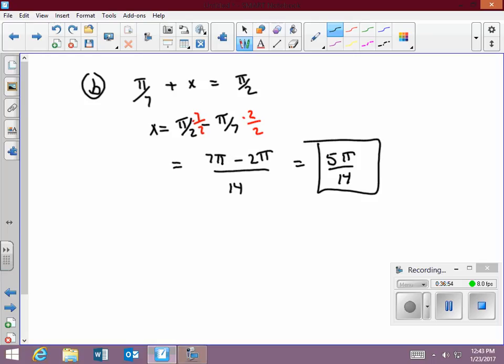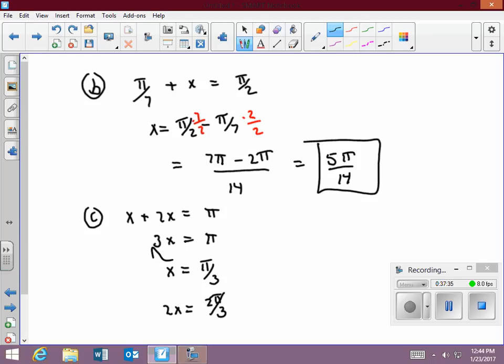Then it says part C, one angle measure is twice another. The angles are supplements. Find the measures of the two angles. So one angle is x, the other one is twice x, and they're supplements, so they add to pi, right? So 3x equals pi, x is pi over 3, and so 2x is 2 pi over 3. So there are your two angles.